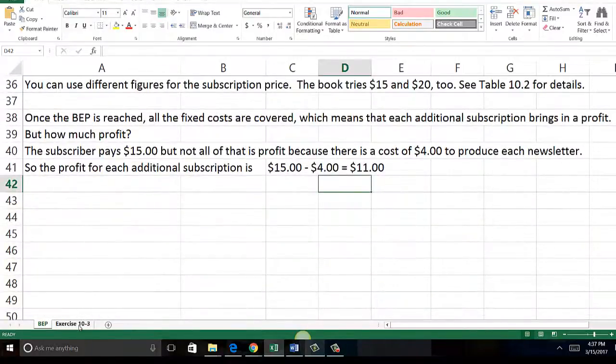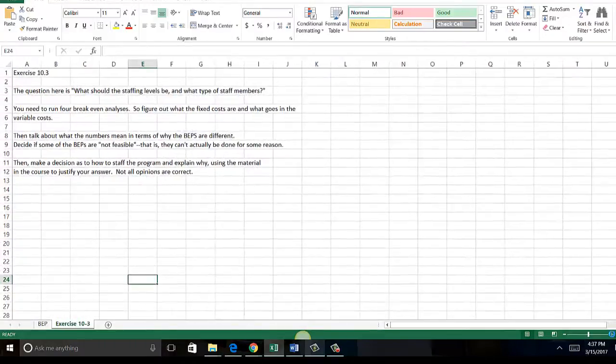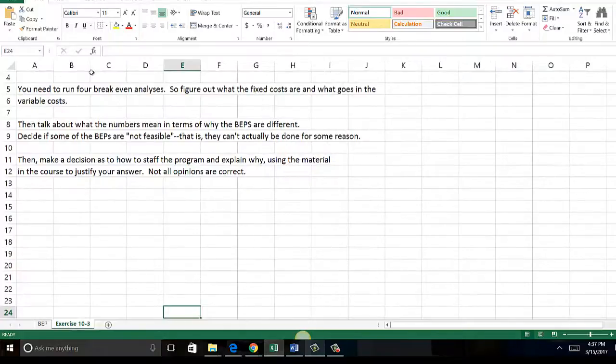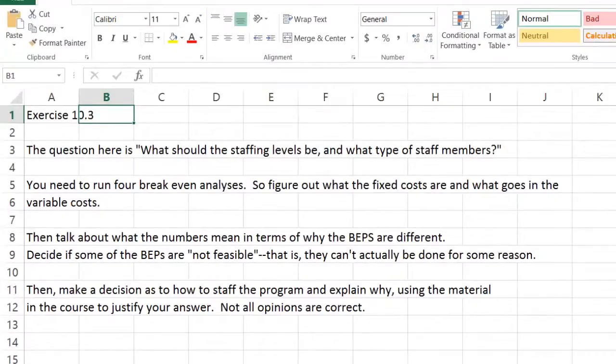Okay, so now let's just take a quick look at exercise 10.3, because that's the one that you have to do. So the question here for what you have to do is, what is the staffing level? How should you staff this new program, the visiting nurse? Okay, how many and what type? Should it be full-time or part-time? Now, in order to do this, you have to run 4 separate break-even analyses, and these are laid out. So before you can do that, you have to figure out what the fixed costs are and what goes into the variable costs.